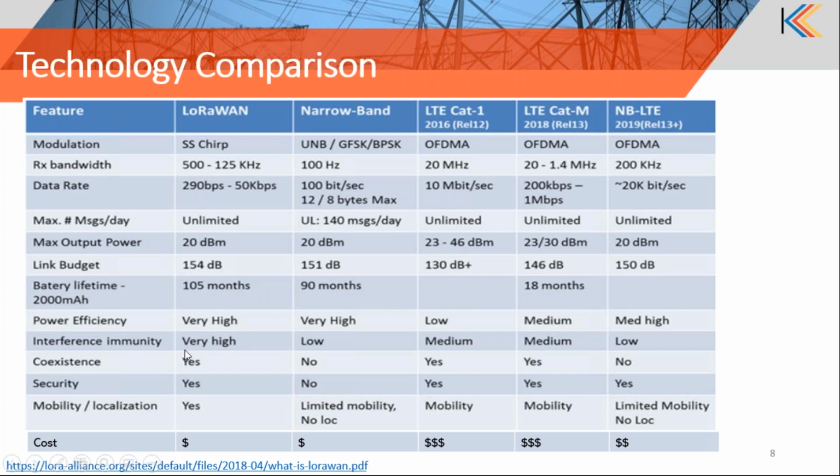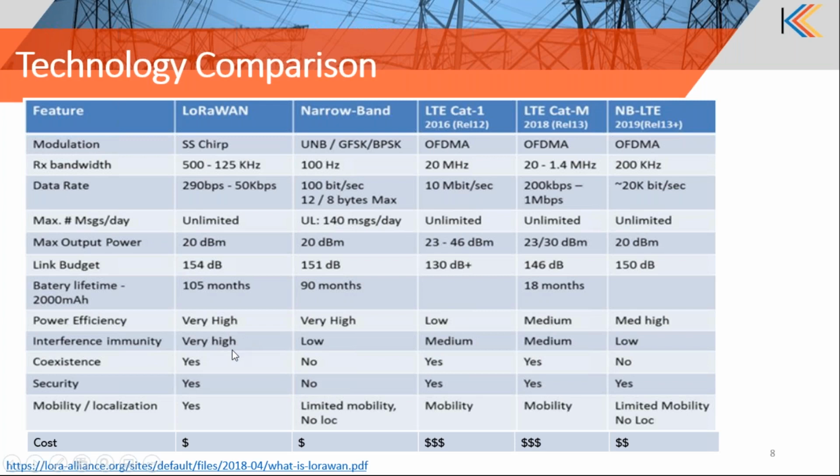Other important factors are interference immunity, which gives immunity to other network interferences, and also the coexistence feature. We use LoRa and other technologies in the comparison. The interference immunity is also higher, and it can also coexist with other networks using the same radio frequency.